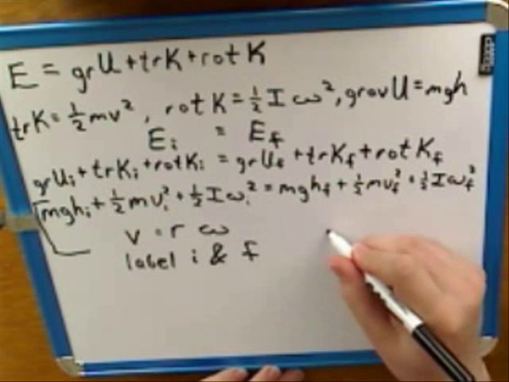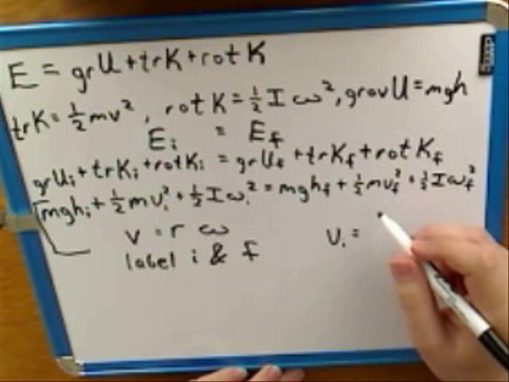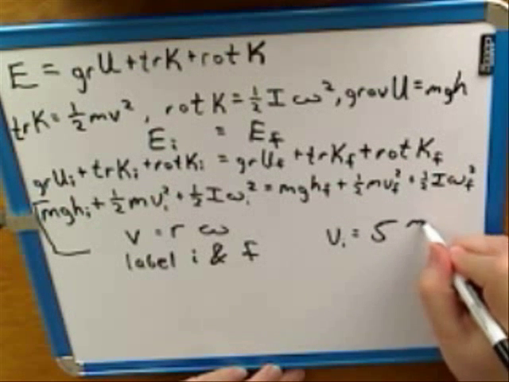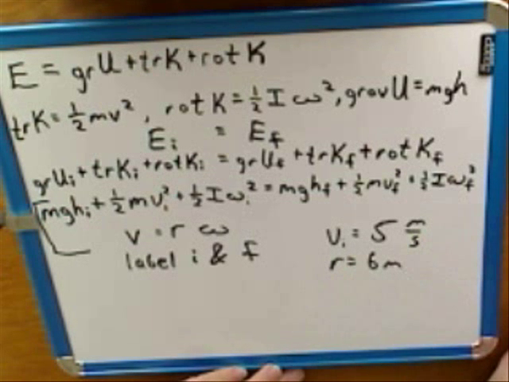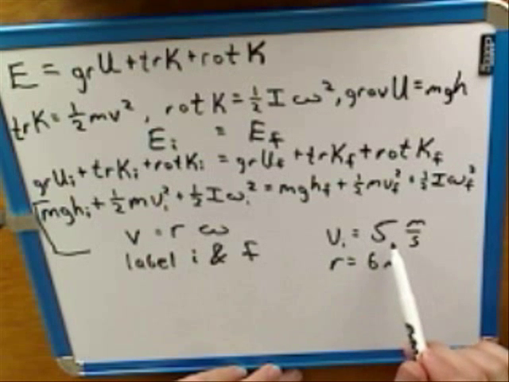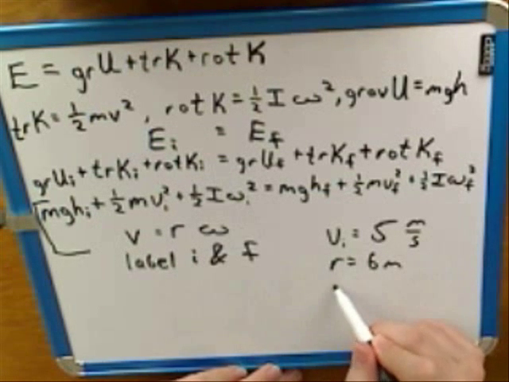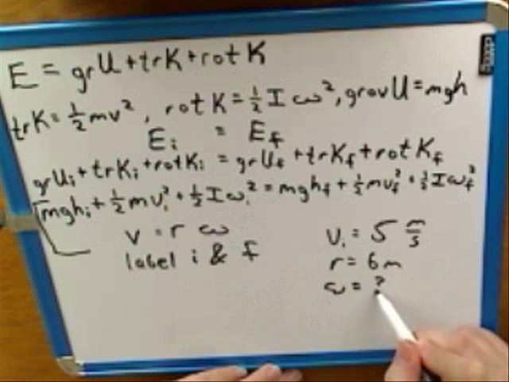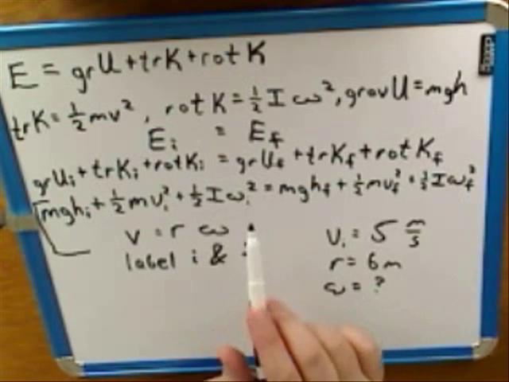Suppose I tell you that v initial is 5 meters per second and that r is 6 meters. How would you go about calculating the kinetic energy? Well, to calculate the kinetic energy, you would just plug in 5 for v, right? Mm-hmm. But how would you find the rotational kinetic energy? You'd have to know omega. Well, how could you find omega in this case? Divide 5 by 6.